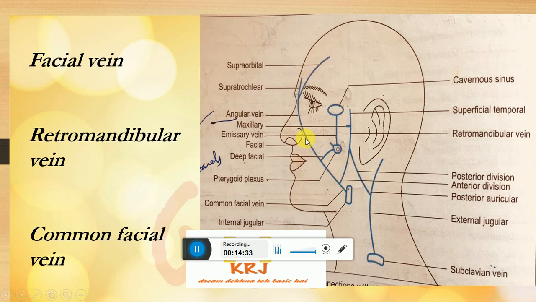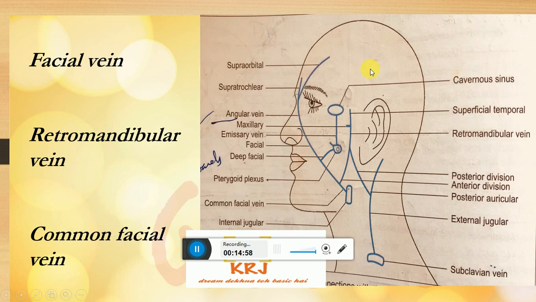Can you see here? Just draw this diagram in your notebook and practice it. Anatomy you can learn only by practicing the diagrams, trust me. Otherwise you have to mark them one by one, like the external jugular vein, like this. So to avoid that cumbersome procedure, please practice diagrams. Just draw this monster. Okay, let's go. This is the facial vein, correct?